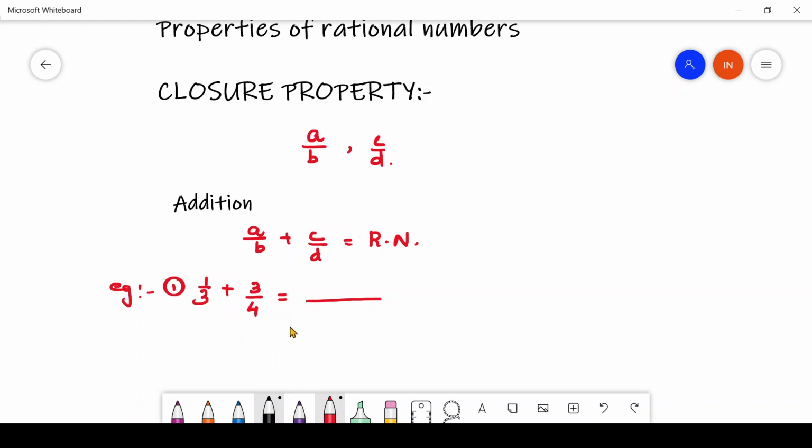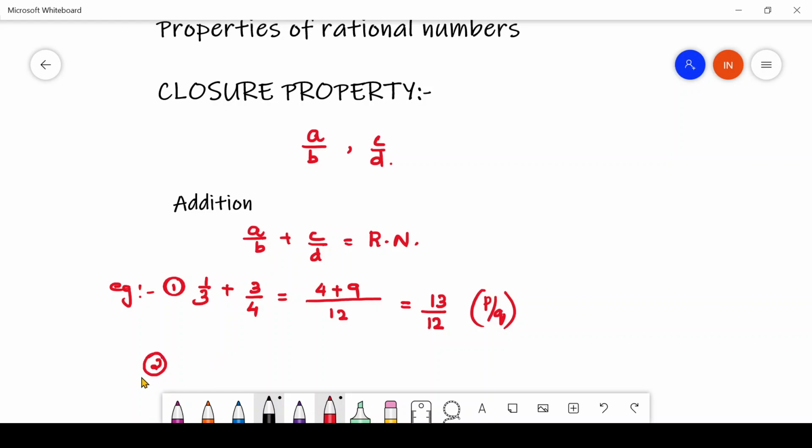You have to take the LCM of 3 and 4, that is 12, and you will get the numerator as 4 plus 9. So let us see what we are getting: 13 by 12. So you got a rational number here. It is of the form p by q, right?